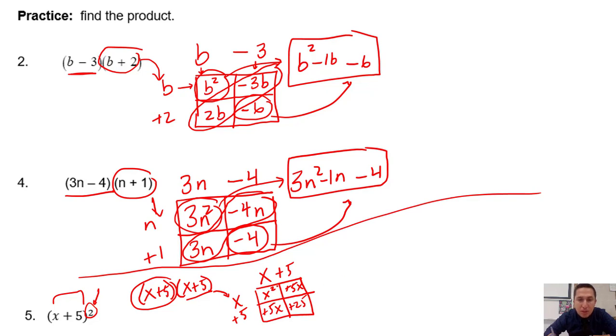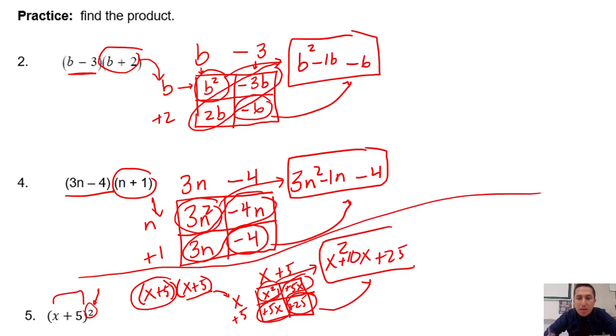Now I take these numbers out. First number is x squared. Last number is plus 25. Now we combine the middle. It's a 5 plus 5. That's a plus 10 with an x on it. And that's it. That's how you multiply binomials. Easy peasy. Let's see what's up.